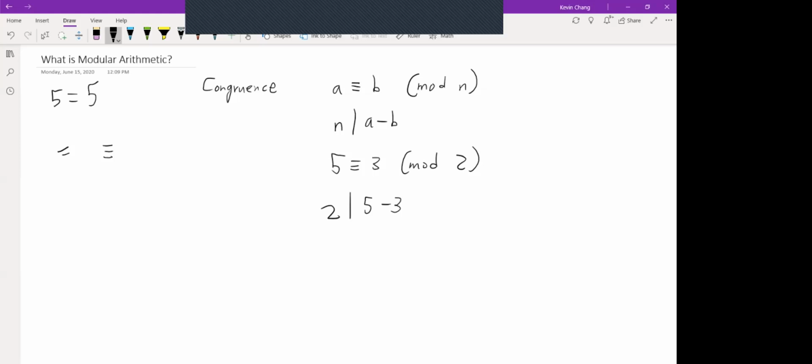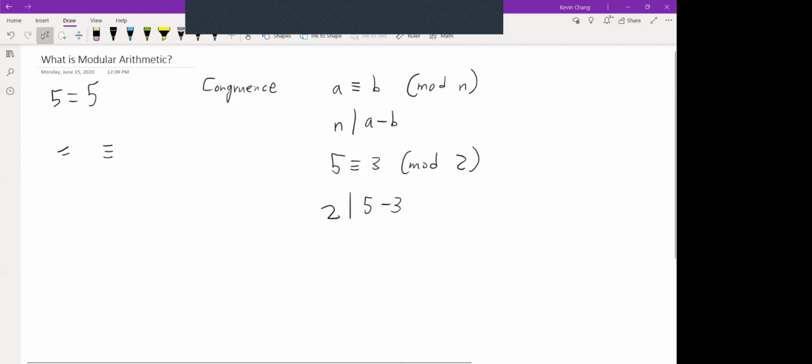And in fact, this statement of congruences can be interpreted in another way, because we can interpret this as the numbers 5 and 3 have the same remainder when divided by 2, because 5 has a remainder of 1, and so does 3. So over here, A and B will have the same remainders when divided by N. And that's another way you can interpret what a congruence is.